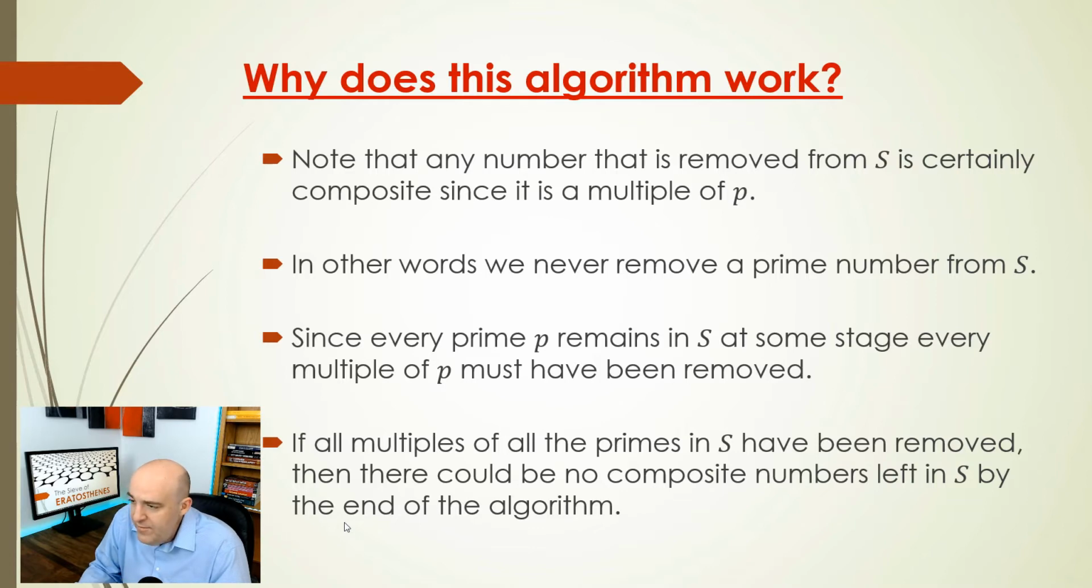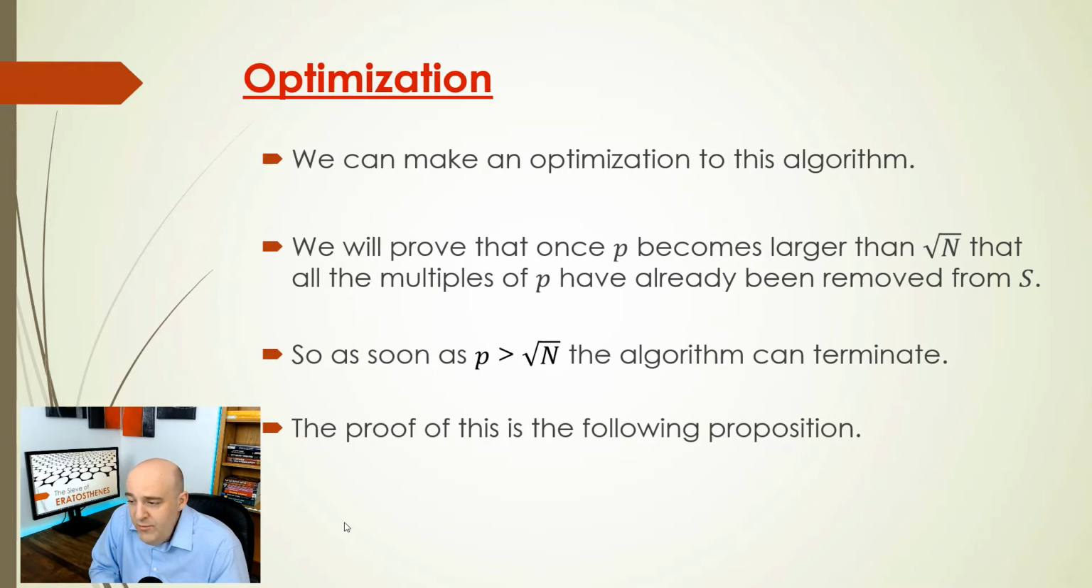path for this video. Now, a little optimization we can do is once P becomes larger than the square root of n, then necessarily all of the numbers that remain in S are prime, and we can actually stop, and we don't have to go any further. And the proof of this is in the following proposition.